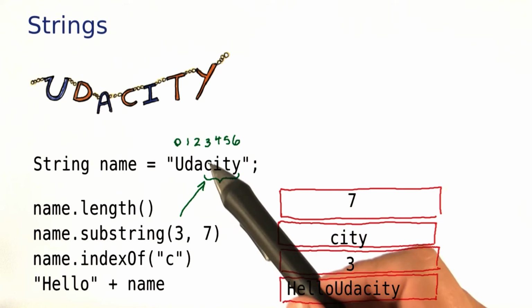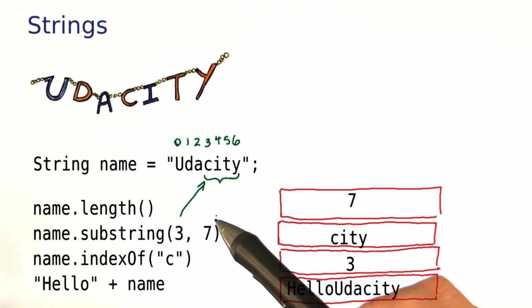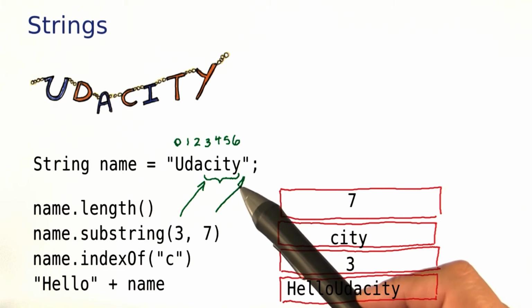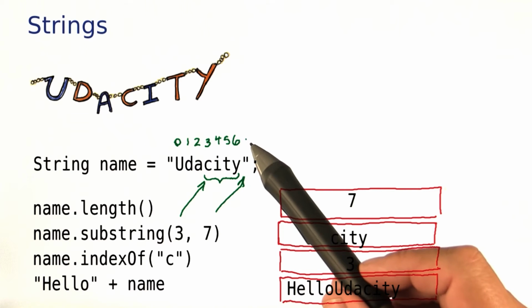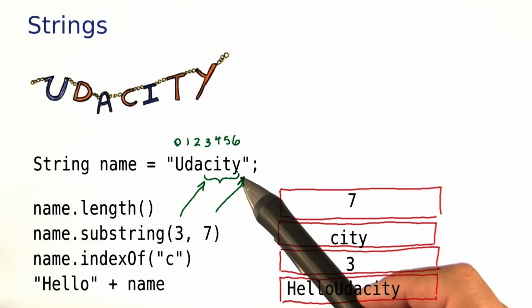Now, in the substring here, you see this 3 here. That is the position of the first character that we want to include in the substring. The 7 here is the first position that we don't want to have anymore. We don't want position 7. In fact, there is no position 7. We want the ones from 3 to 6.